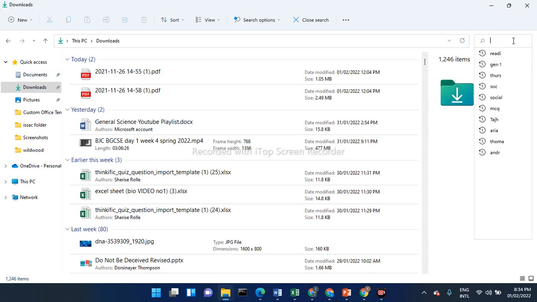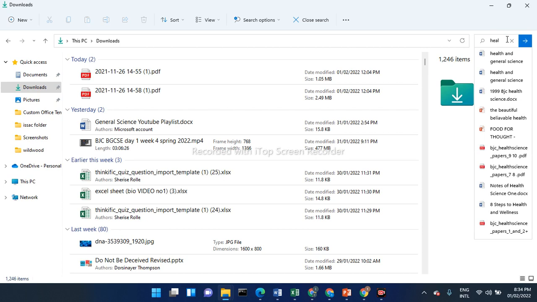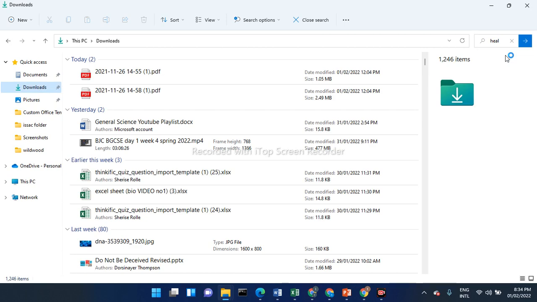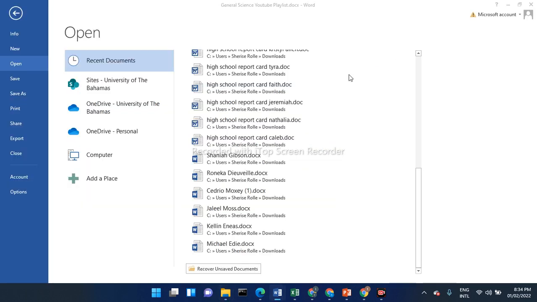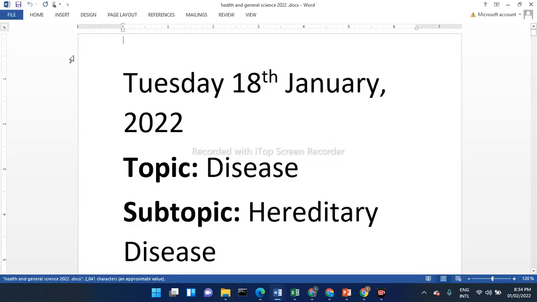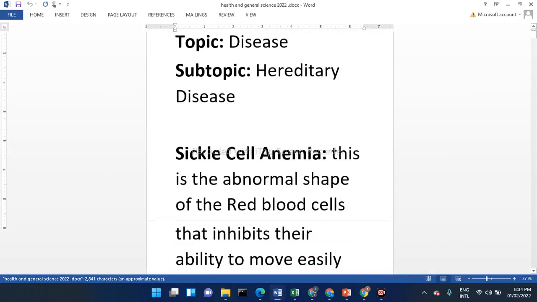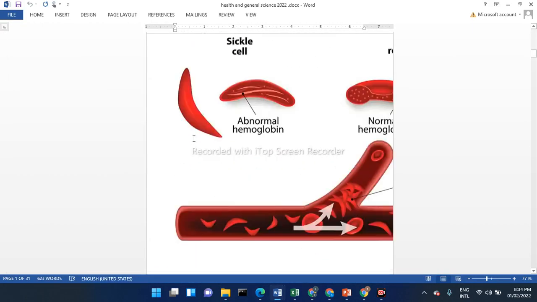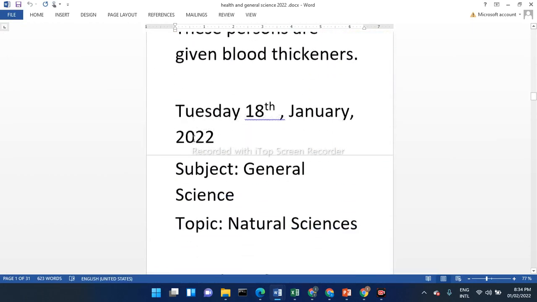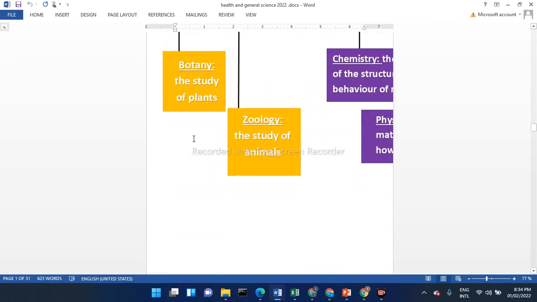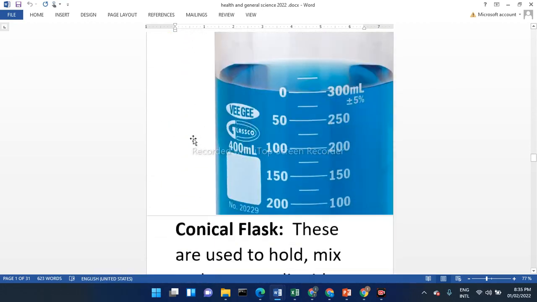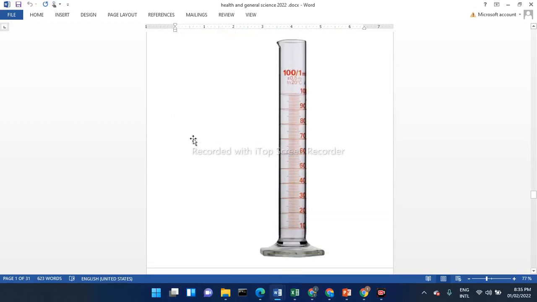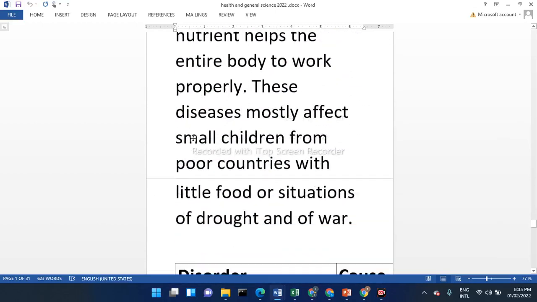Which one is worse in your opinion, deficiency or hereditary? Hereditary. Why do you say that? I agree, because with deficiency you have the option of becoming non-deficient, but with hereditary you don't really get a choice in that.